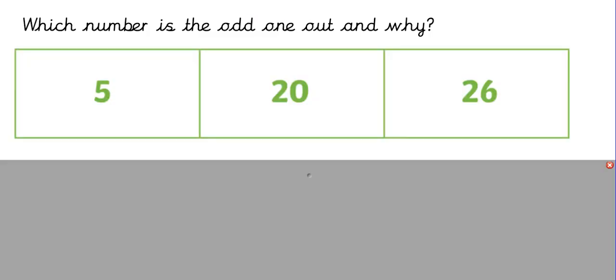Have a go at this one. Which number is the odd one out and why? So you've got the number 5, the number 20, and the number 26. Which one is the odd one out and why? Be careful here because it's not asking which one is the odd number, it's asking which one is the odd one out. Okay? Pause the video and see if you can identify the odd one out here. Okay, then let's have a look.